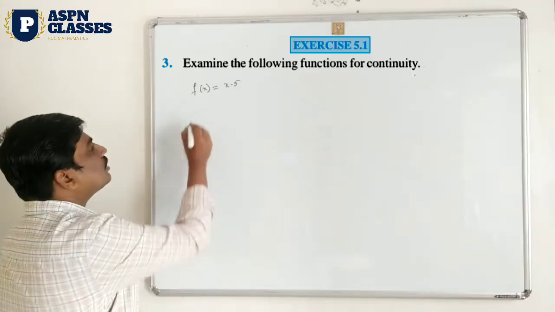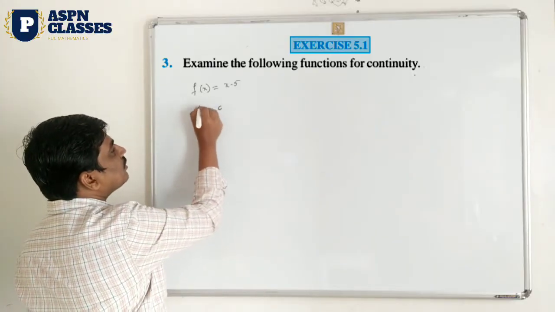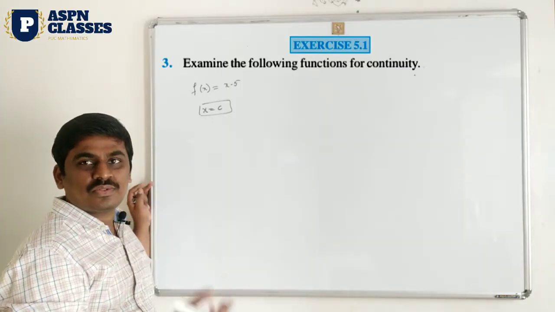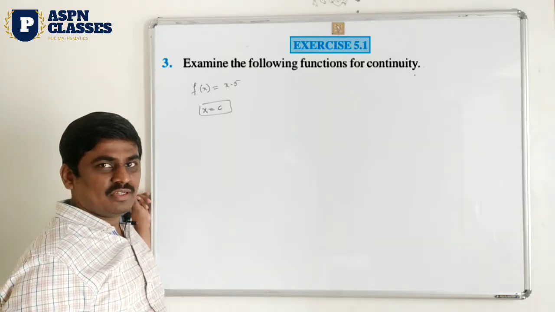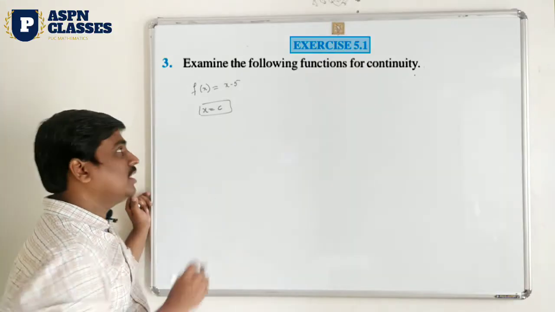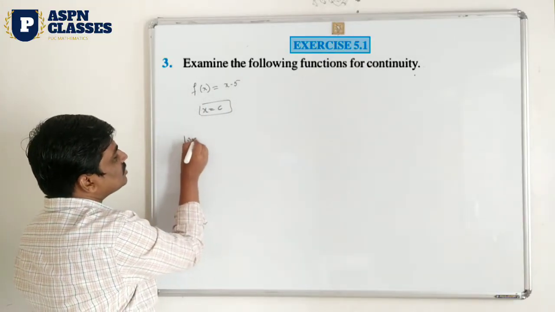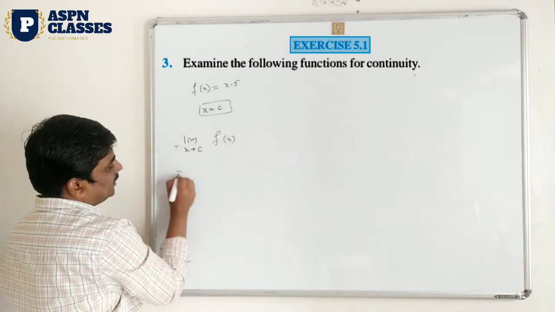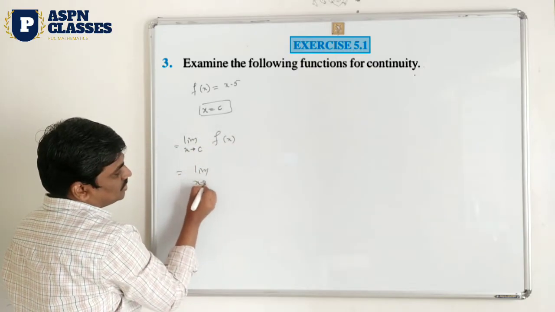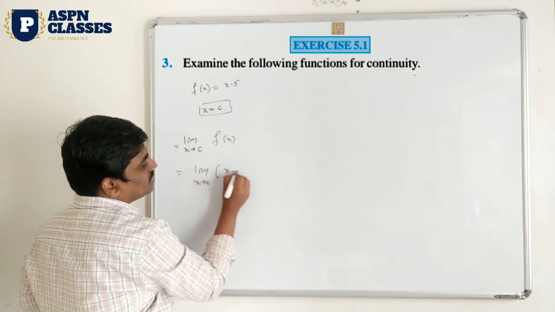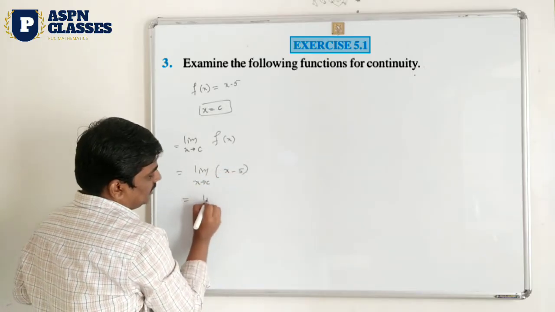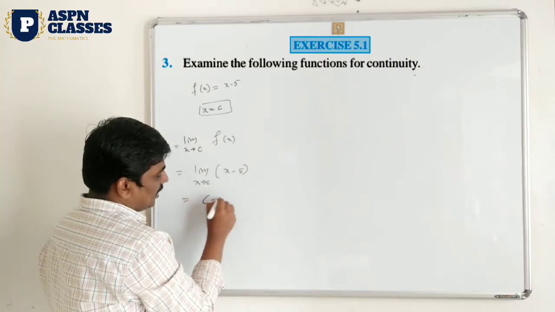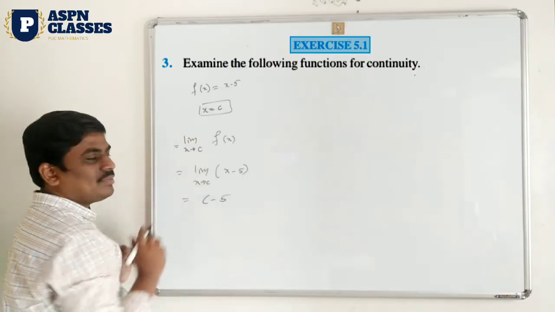Generally you have to remember: you take x is equal to c, or k also you can denote here. c is nothing but a constant number. So now you check the same procedure. It is also simple. First you check the limit x tends to c, f of x. What is f of x here? x minus 5. And when you apply the limit, what is the result? c minus 5. Now you get the limit answer is c minus 5.